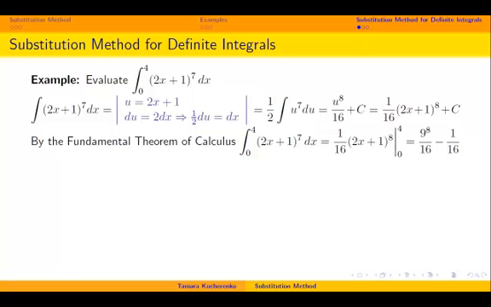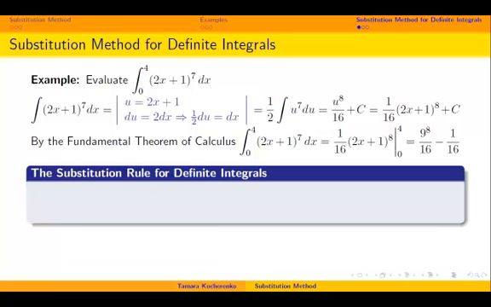The other way to evaluate this integral, which is preferable, is to change the limits of integration when the variable is changed. The substitution rule for definite integrals states that the integral from a to b of f of u of x times u prime of x dx equals the integral from u of a to u of b of f of u du.